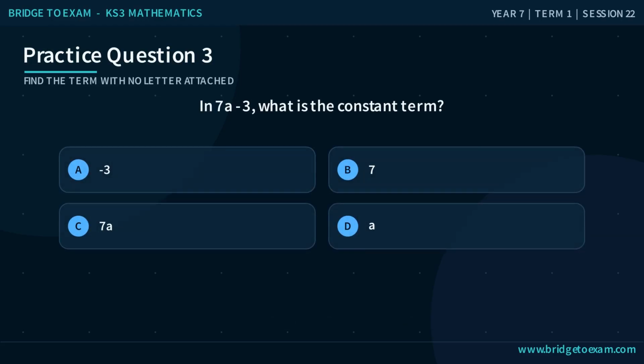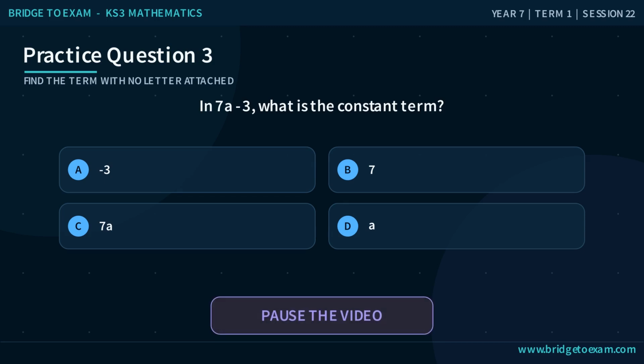Practice question 3. In the expression 7a minus 3, what's the constant term? Option A is negative 3. Option B is 7. Option C is 7a. Option D is a. Pause and find the term with no letter attached.